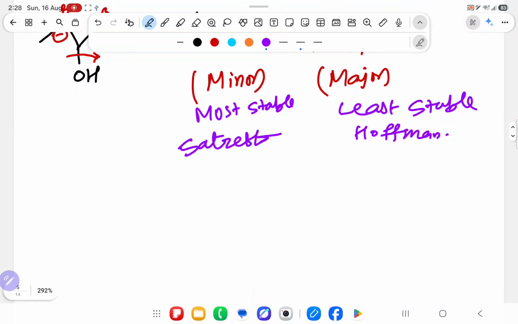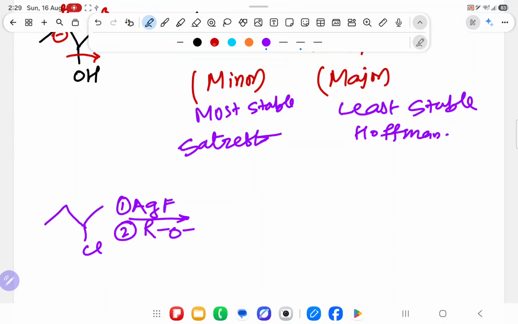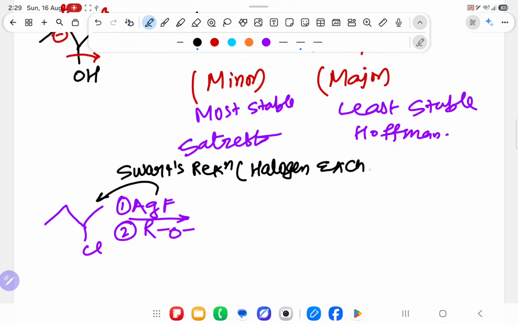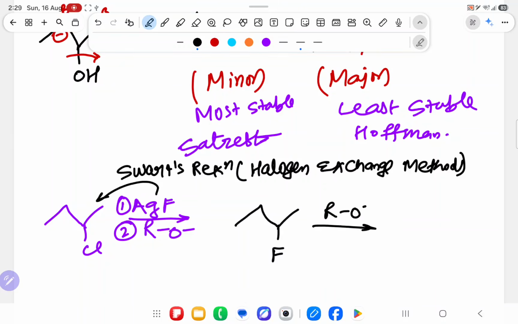Understood? Suppose I take one more example, Cl, and I am reacting with AgF in the presence of RO minus. First reagent is AgF, second reagent is RO minus. AgF is the Swarts reaction, and the Swarts reaction will do halogen exchange. Once it does halogen exchange, first Cl will be removed and F will come. Then the second reagent is RO minus.